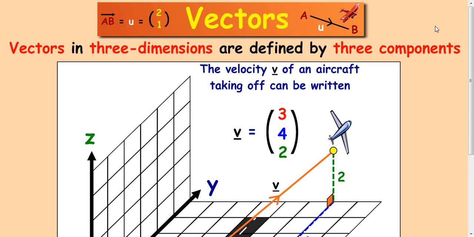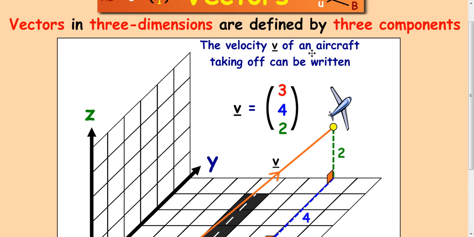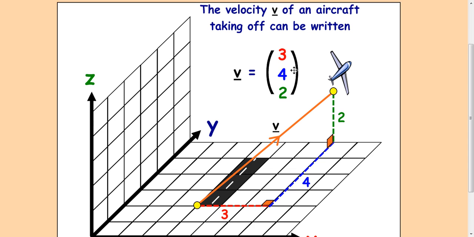In this lesson we're going to look at how to represent a vector in 3 dimensions. So instead of having the 2 components this time, we're going to have 3. So let's look at this diagram here. The velocity v of an aircraft taking off can be written as this.